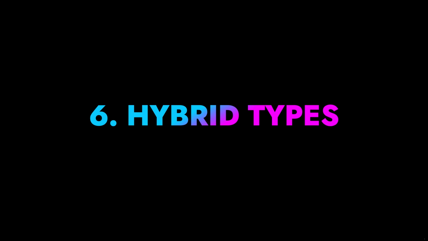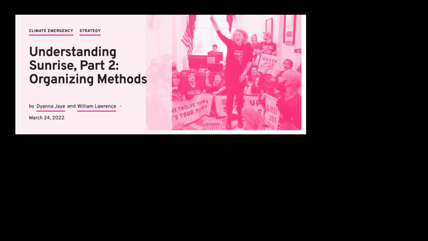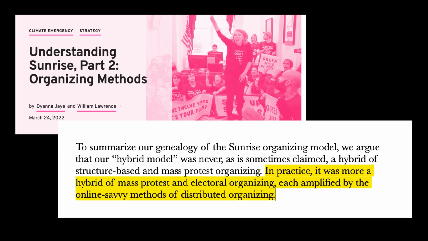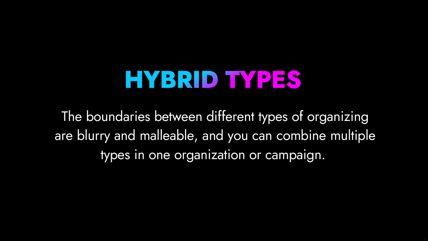And finally, the last thing I'm going to say here is that there are hybrid campaigns or movements which combine one or more of these different types of organizing. Hybrid campaigns don't fit neatly in any of these categories. For example, in an article dissecting Sunrise Movement's theory, strategy, and structure, two of the founders described Sunrise as a mix of electoral organizing, mass protest, and distributed organizing. My point here is that the boundaries between types of organizing are blurry and malleable, and you can often combine or mix multiple types in one organization or one campaign.